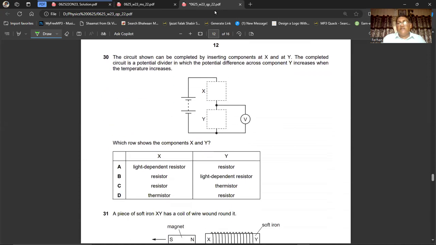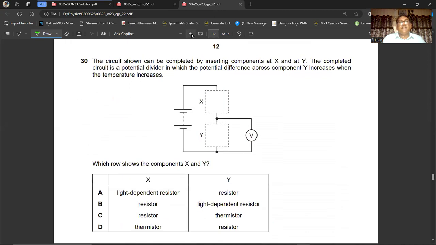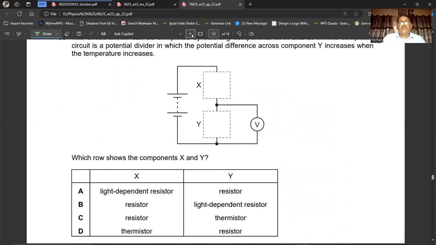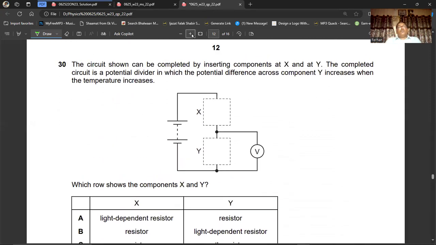Now, we are on question number 30. It says the circuit shown can be completed by inserting components at X and at Y. The completed circuit is a potential divider in which the potential difference across the component Y increases when the temperature increases. Okay. So when the temperature increases, this reading increases.